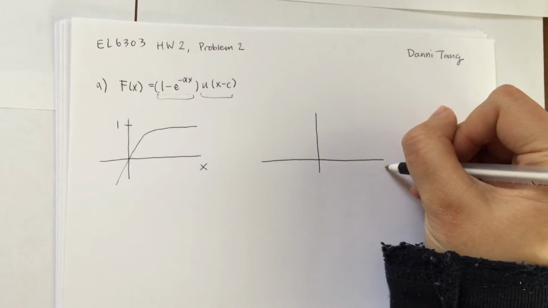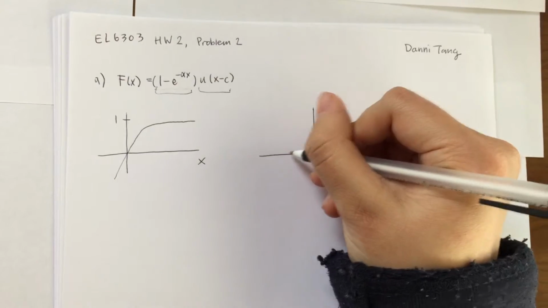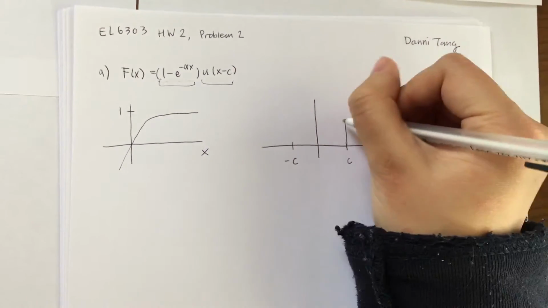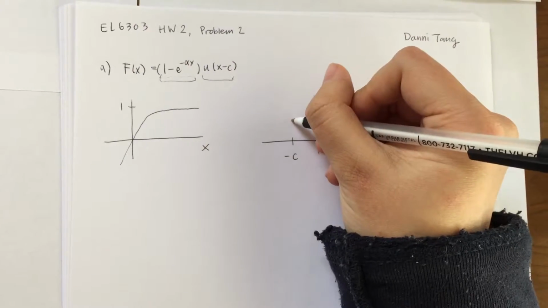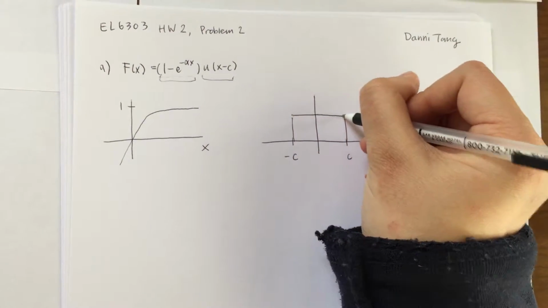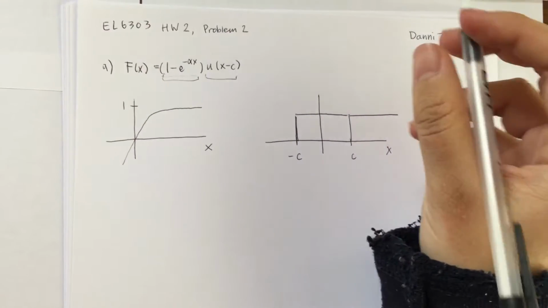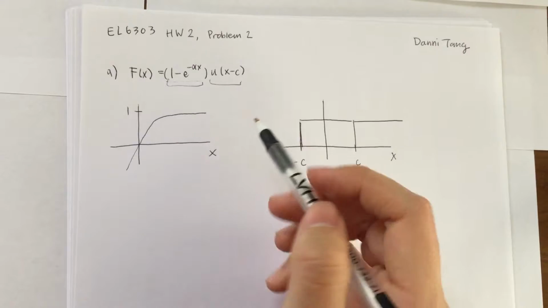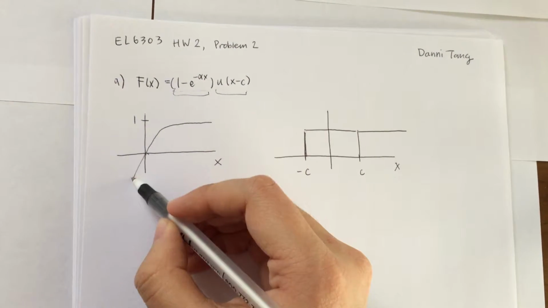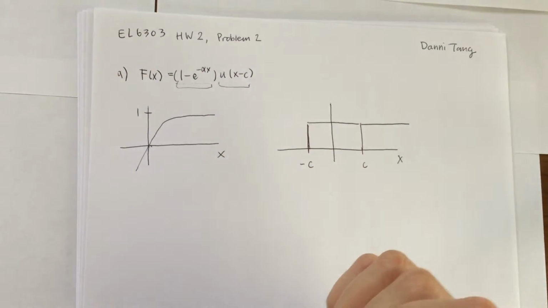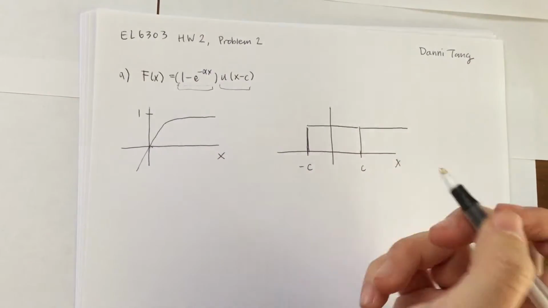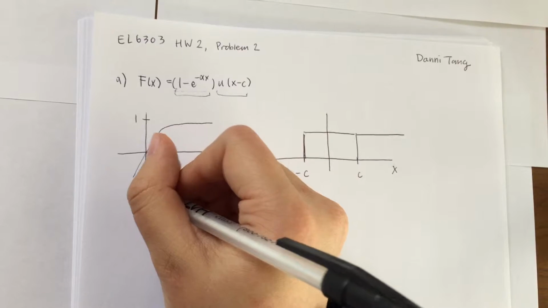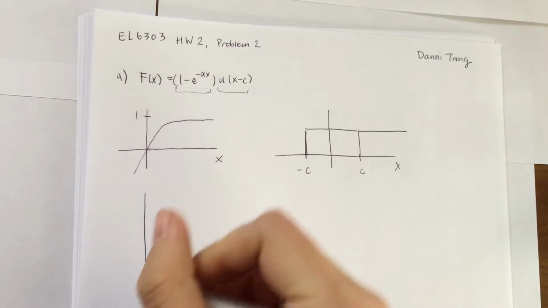We can look at this two ways. C could be positive or C could be negative. When it's positive, it looks like this. And when it's negative, it looks like this. But we know that in 1 minus e to the negative alpha x, when x is less than 0, it's negative. So we know that C has to be positive. So then the distribution function will look like this.